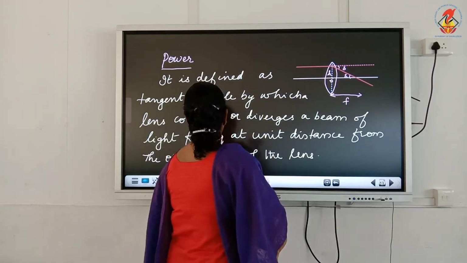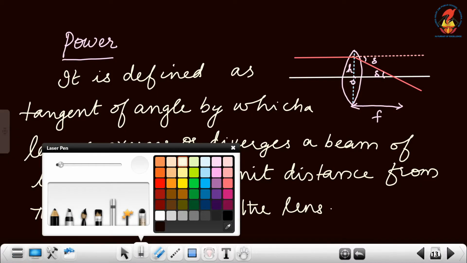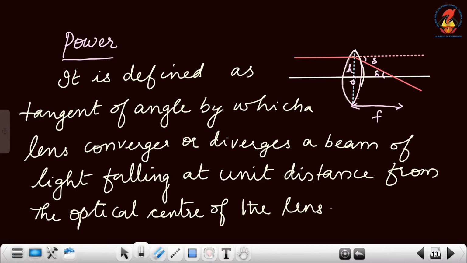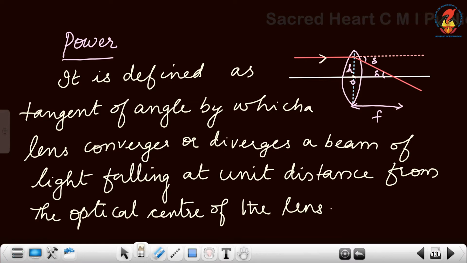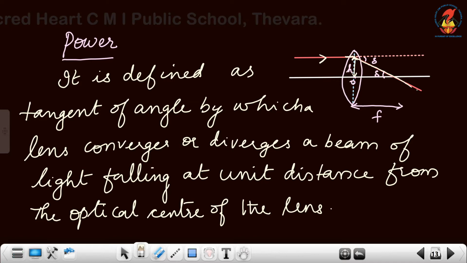So imagine you have a lens. This is the optical center, and a ray of light is passing through the lens. This is at unit distance from the optical center, so h is equal to 1. Now after passing through the lens, what happens? It undergoes refraction and passes through the focus, since the incident ray is parallel to the principal axis. Now this angle is delta and this angle is also delta.